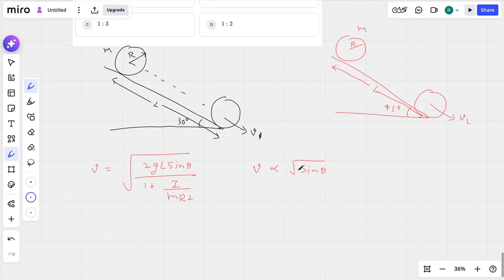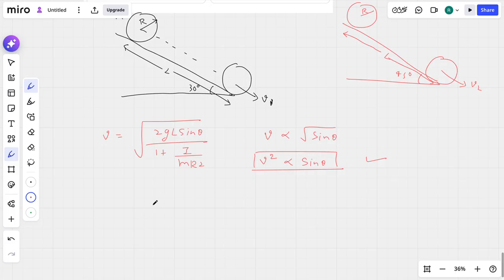When a rolling body reaches the bottom point, its linear speed v is proportional to root under sine theta, where theta is the angle of inclination. So we can say that v square is proportional to sine theta. From this relation we can write v1 square for the first case divided by v2 square for the second case is equal to sine 30 by sine 45 degree.